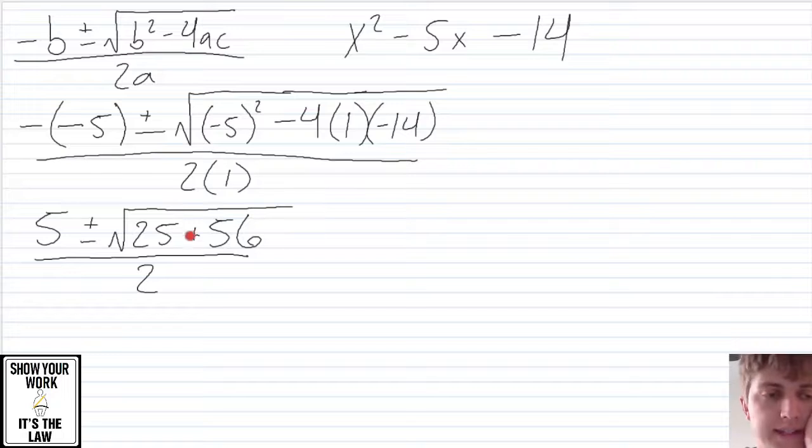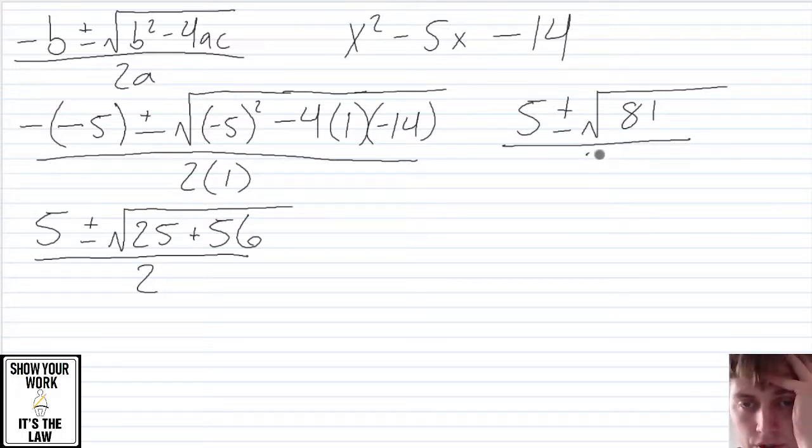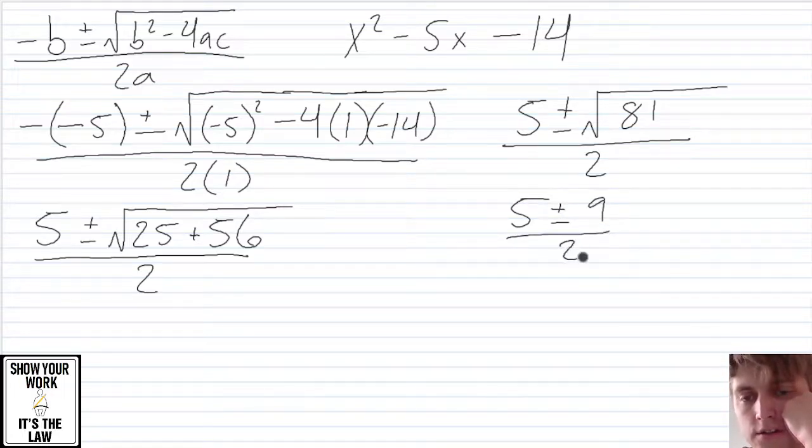All right, we can simplify one more time inside the square root. Let's go ahead and bring it up. We've got 5 plus or minus the square root of 25 plus 56, which is 81, over 2. The square root of 81 is going to be 9, over 2. All right, so we've simplified as much as we can.